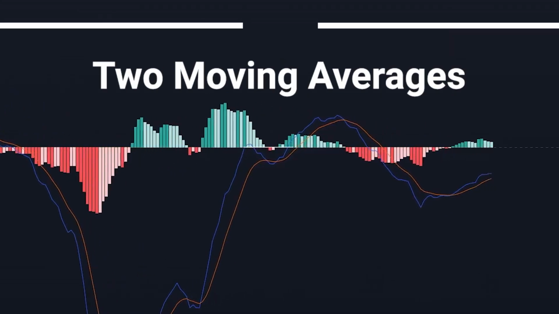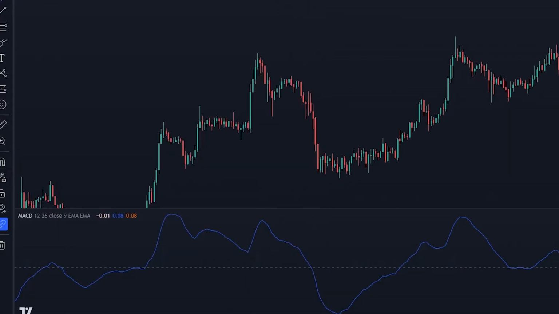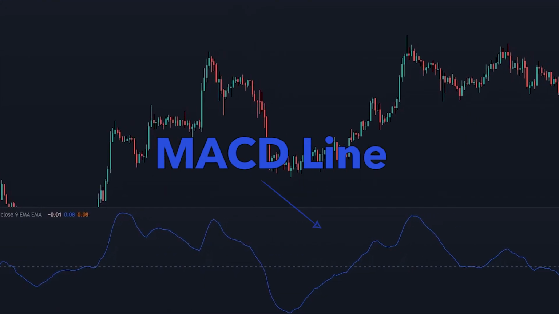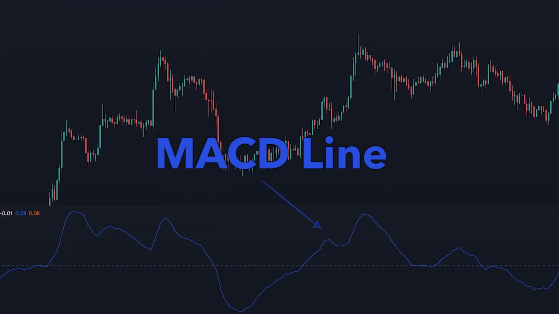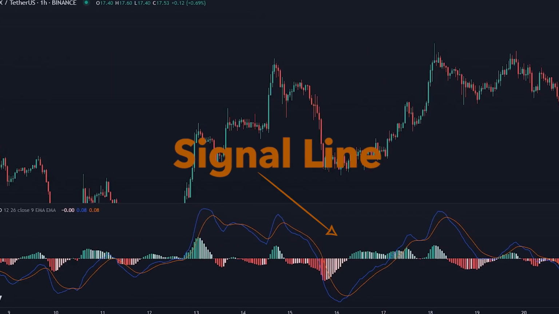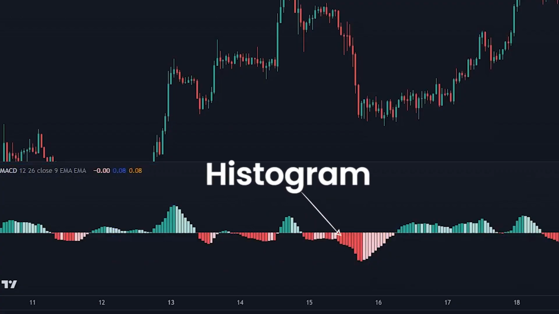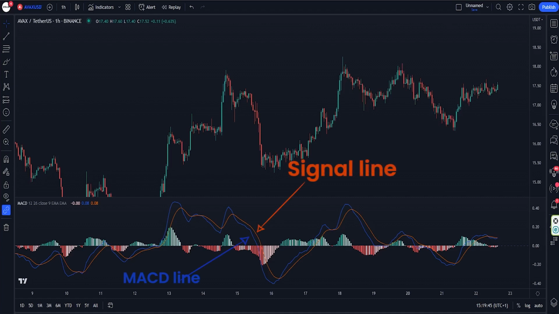MACD consists of two moving averages, the MACD line and the signal line. The MACD line is calculated by subtracting the 26-period exponential moving average, EMA, from the 12-period EMA. The signal line is a 9-period EMA of the MACD line. There is also a histogram which graphically shows the difference between the MACD line and signal line. The further the lines are from each other, the bigger the histogram bar is.